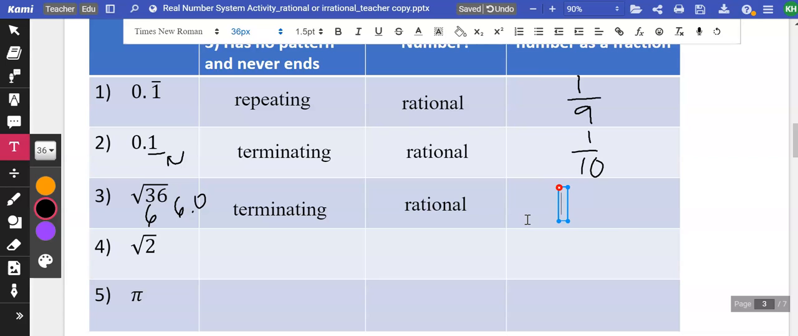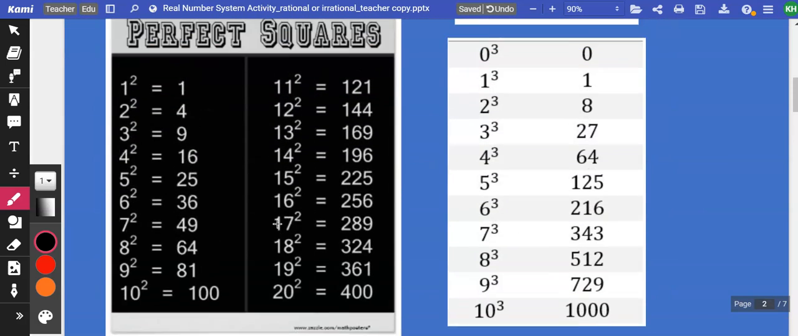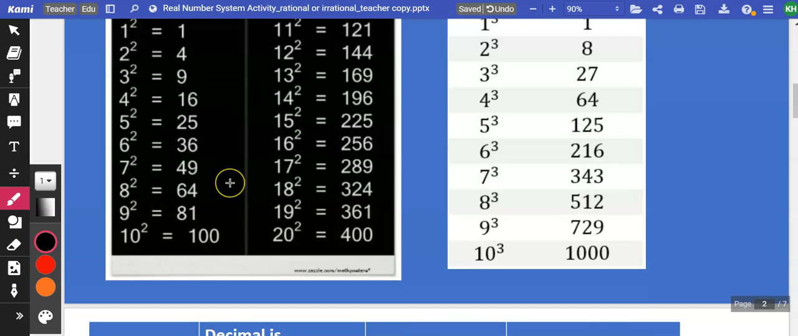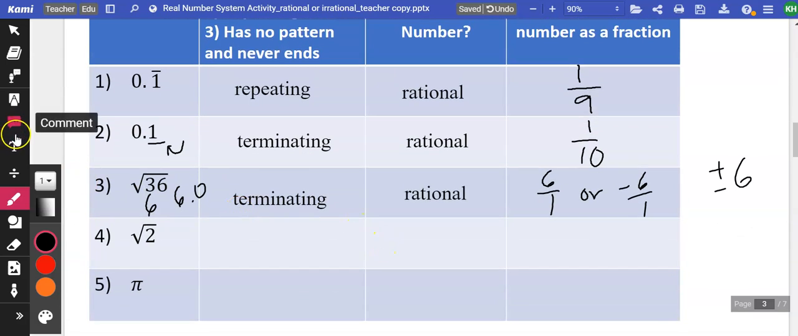So let me go over to my drawing tool. It's either 6 over 1 or negative 6 over 1, because the square root of 36 is equal to positive or negative 6. Let's move on to number 4, the square root of 2. We'll reference our chart. If you look at the perfect squares, 2 is between 1 and 4. 1 is a perfect square, 4 is a perfect square, but 2 is not a perfect square. No integer multiplied by itself gives you 2. So 2 is actually an irrational number.